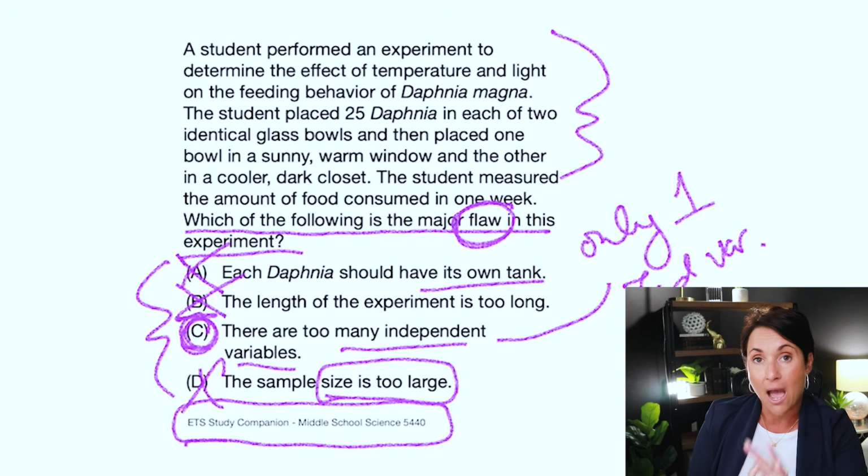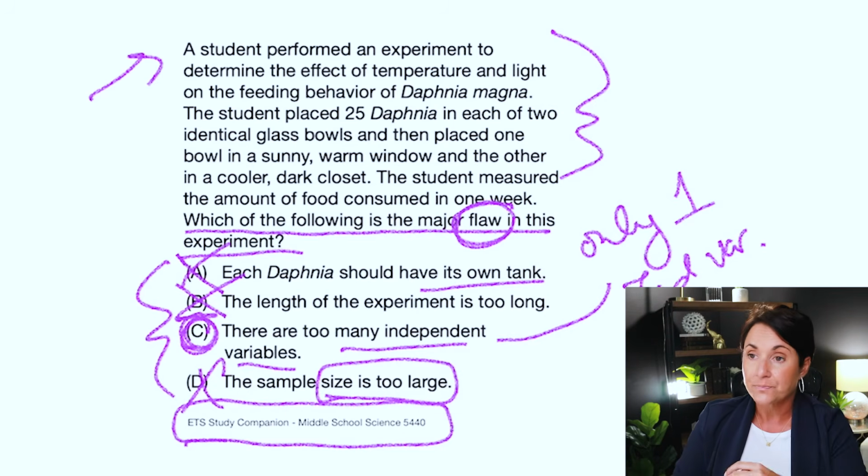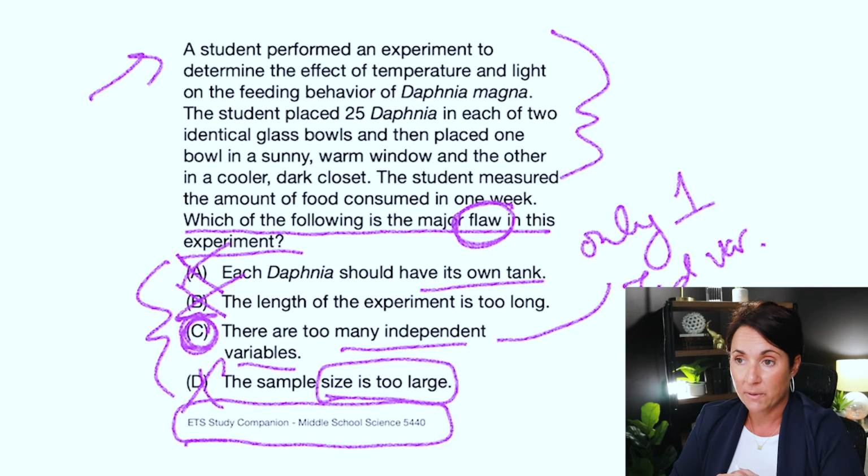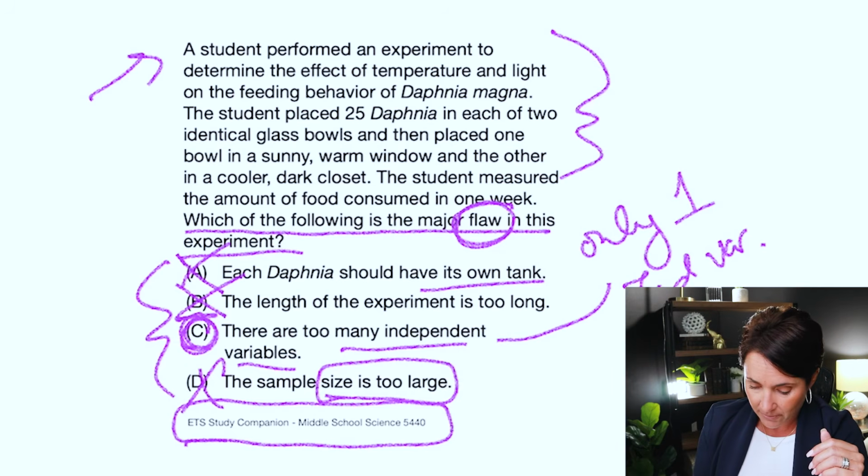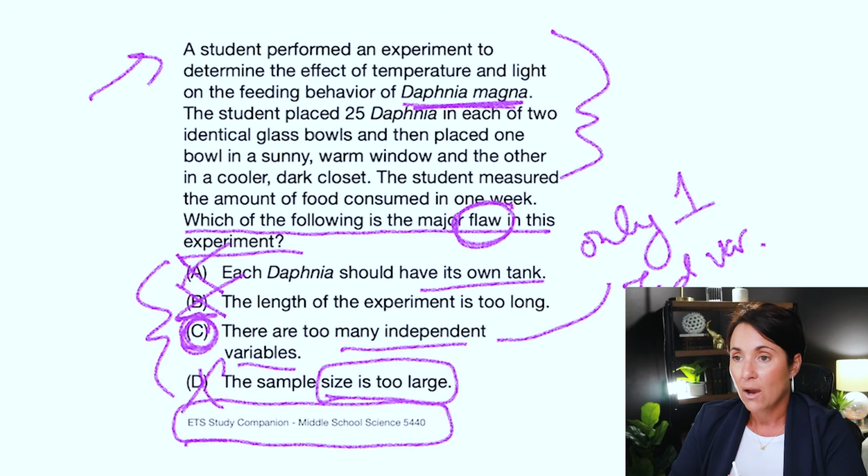A, B, and D are not flaws. C looks like a flaw. Too many independent variables is a flaw in the scientific method. So let's read the scenario here. A student performed an experiment to determine the effect of temperature and light on the feeding behavior of Daphnia magna. So this might be a plant. It's temperature and light. So it's probably going to be, or maybe it's a culture or something like that.